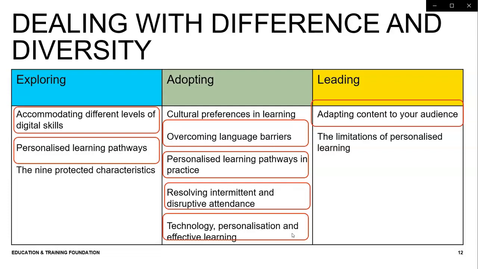Obviously, we're talking about effective learning, and Alistair has been talking about how you adapt and change content and make sure that it is accessible. And the learning materials have got ideas and links on how to do that. And we'll come to that in a minute. I also want to think about overcoming language barriers.